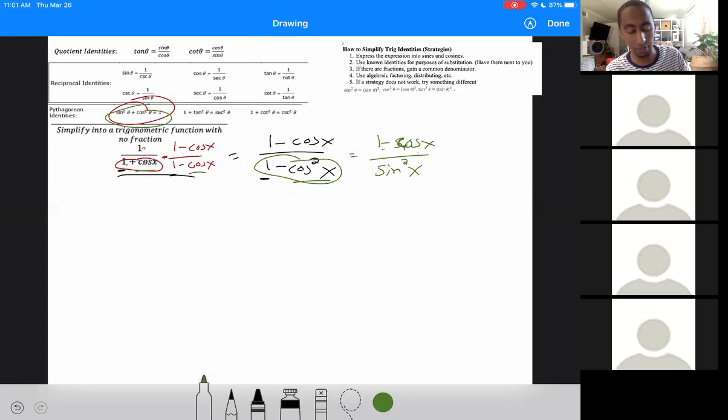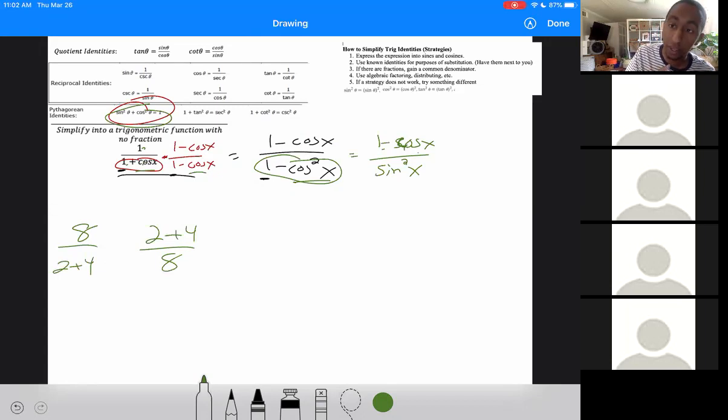What that helps with is that, and this is important to note, if you have 8 over 2 plus 4 versus having 2 plus 4 over 8, okay? This is important to note. In the first example, you cannot do this: 8 divided by 2 plus 8 divided by 4. You cannot do that, okay?